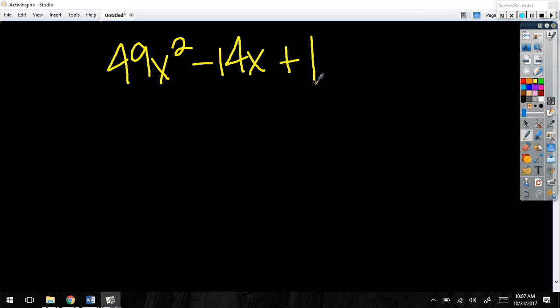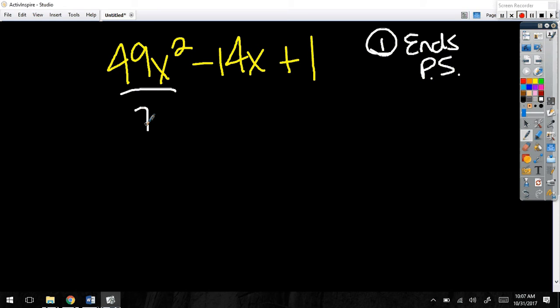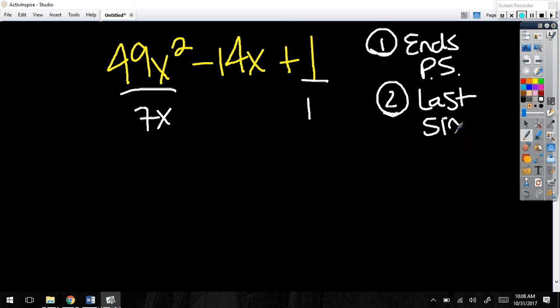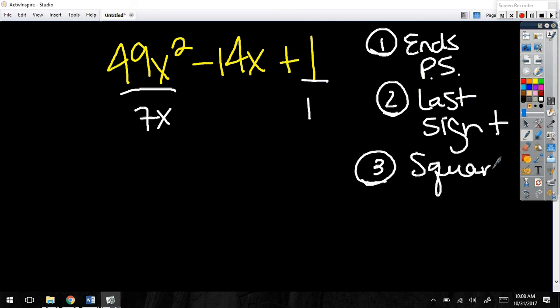Is it a perfect square trinomial? First step, are the ends perfect squares? What times itself twice gives you 49x squared? What times itself twice gives you 1? Is the last sign plus? Yes, it is. And then the last thing is, does it square dance?